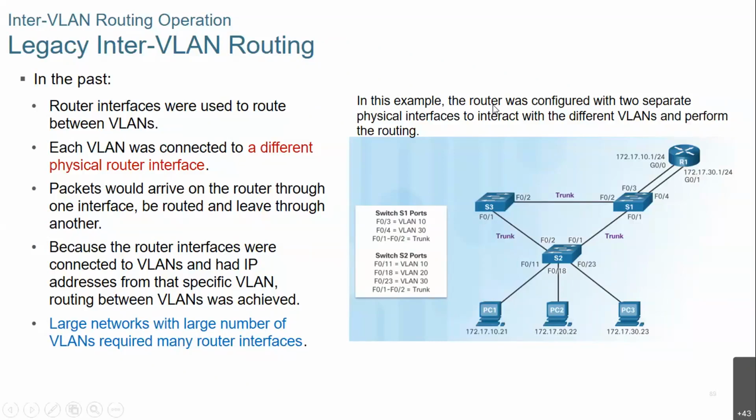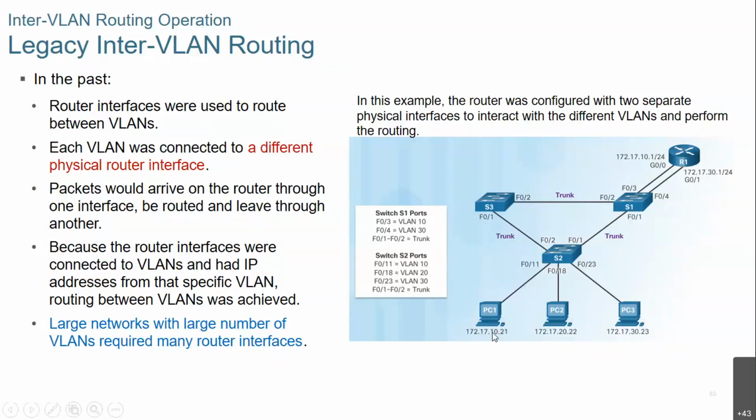So if we look here, we have VLAN 10 and VLAN 30. Sorry, there are 3 VLANs here: 10, 20, and 30. F11 is VLAN 10, F18 is VLAN 20, and so on. Let's say PC1 wants to talk to PC3. It goes to the trunk, whether it's this trunk or that one depending on how it's configured, and then it will go to the router. It will go to PC1's gateway.